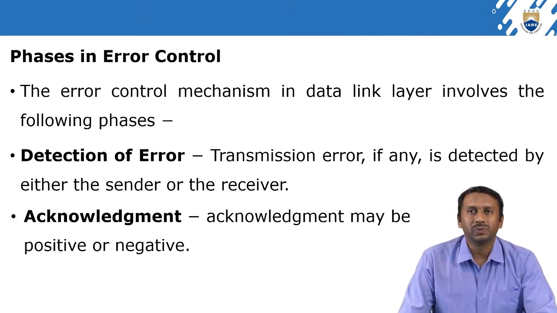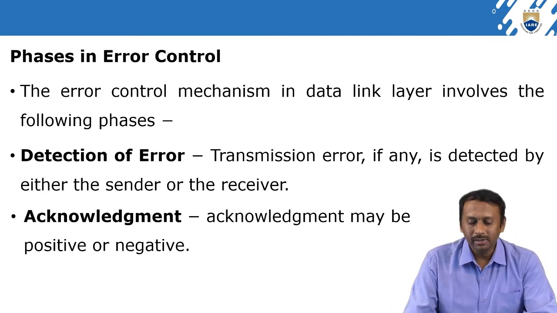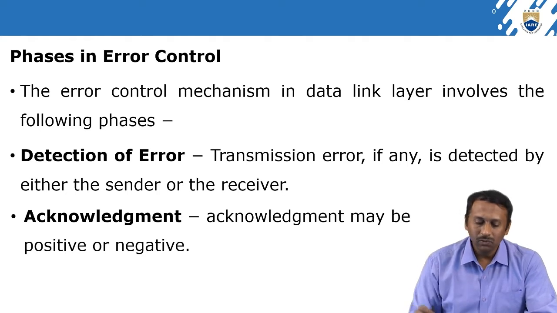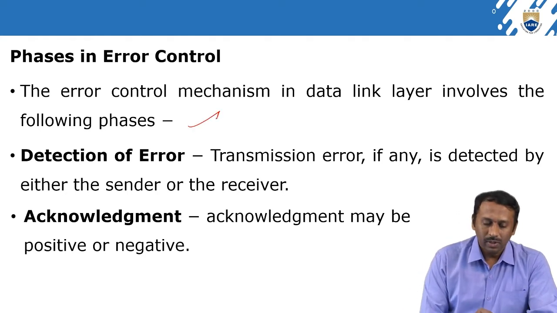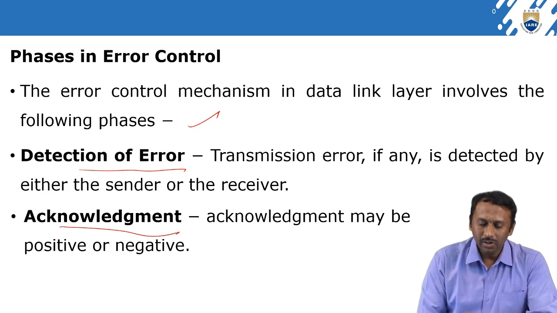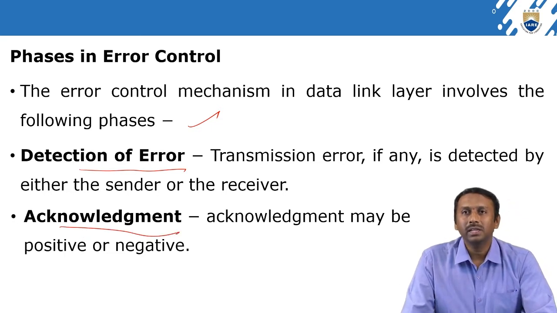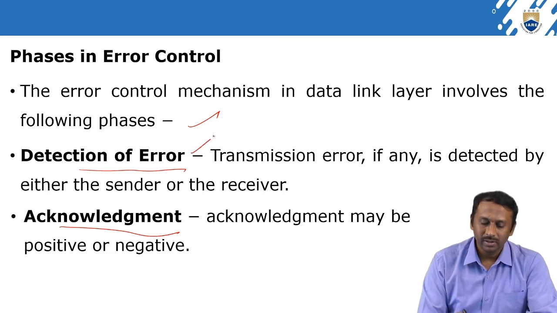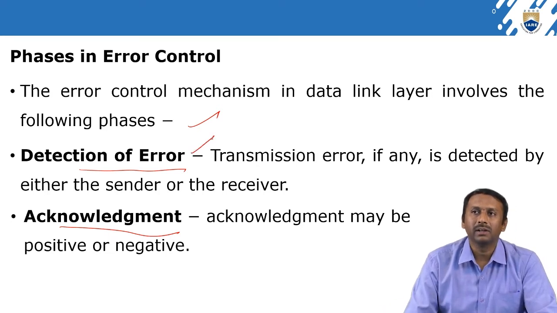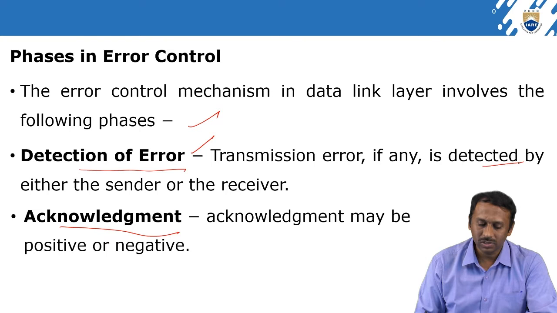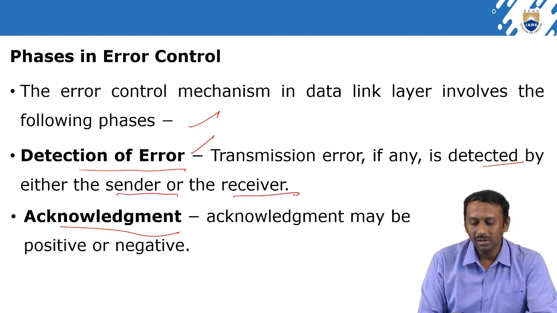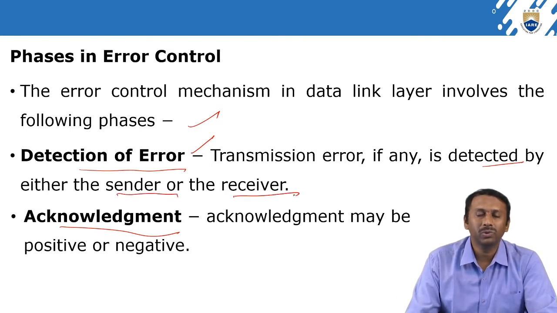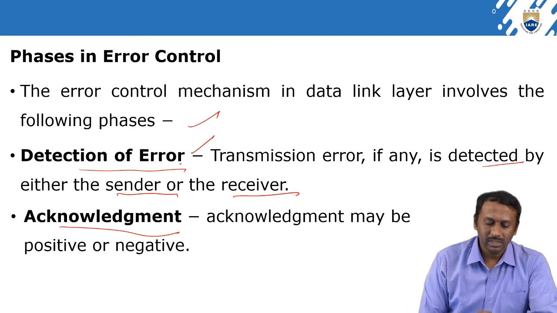Phases in error control. The error control mechanism in the data link layer involves the following phases. One is detection of error, and the other is acknowledgement. In the detection of error, a transmission error, if any, is detected by either the sender or the receiver. Just identify where exactly the error is. Anybody can identify these transmission errors.